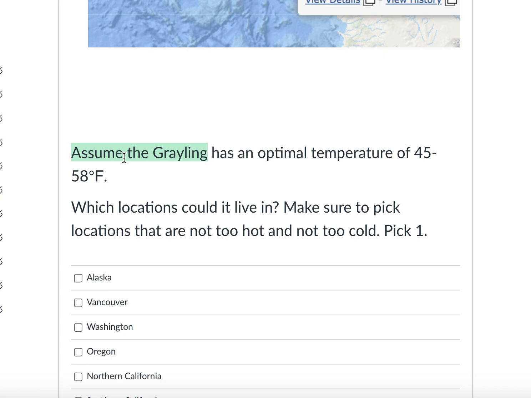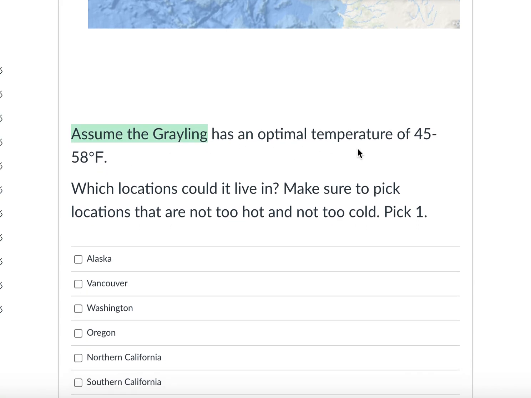We're going to assume that the grayling has an optimal temperature of 45 to 58. So, in other words, the grayling can only live in 45 to 58. If it's lower than 45, it can't live there. If it's higher than 58, it can't live there. So then I ask you, which locations could it live in?